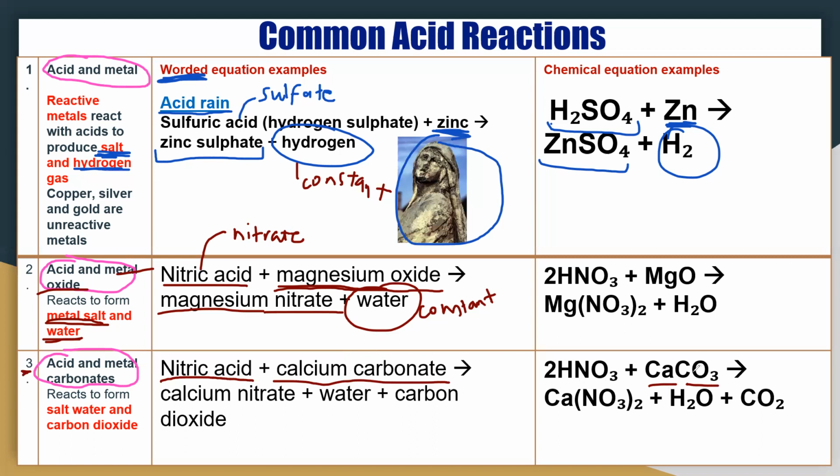Again, carbonate's just a compound made of one carbon atom and 3 oxygen atoms. Okay, so calcium carbonate gives us, and what are we expecting to see? We're expecting to see a metal salt, water, and carbon dioxide. Those are our three expected products that we can predict.